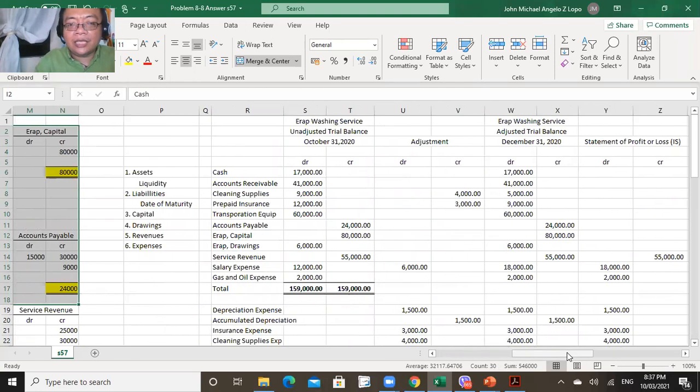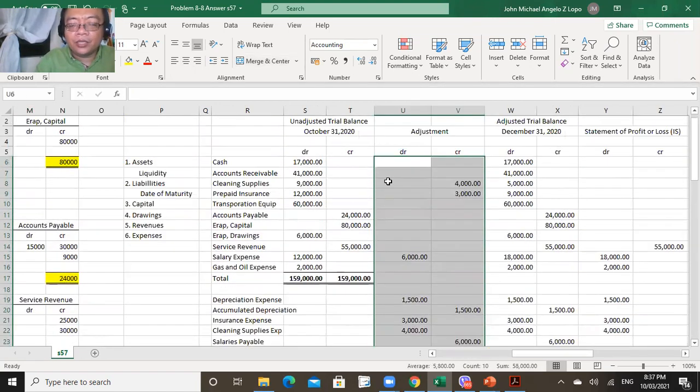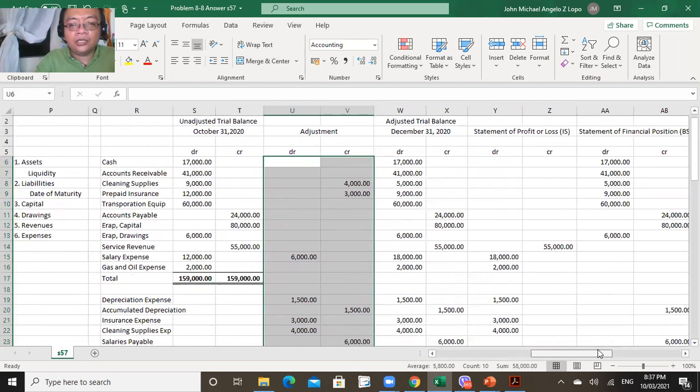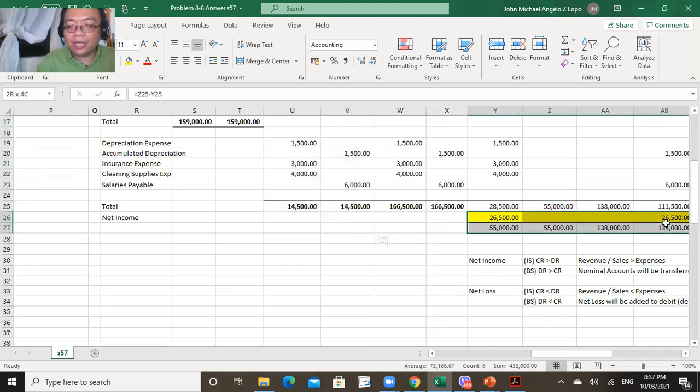After that, you do an adjustment. And after that, just get the balance of the trial balance and adjustment to get the adjusted trial balance. After that, classify if the account is part of the income statement or part of the balance sheet. The difference between your income statement and the difference between your balance sheet should be the same. So meaning, we are the same here.